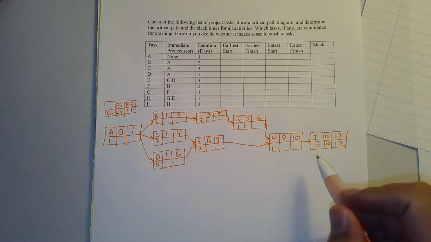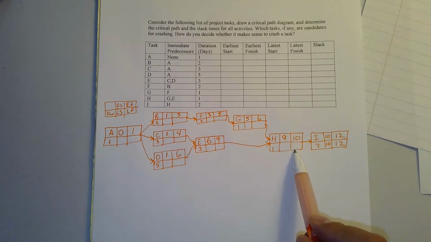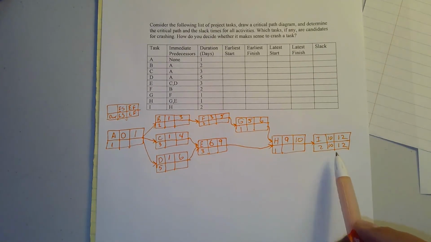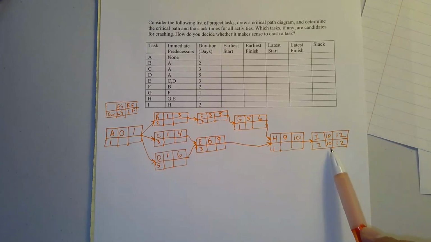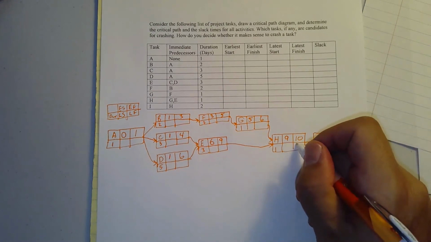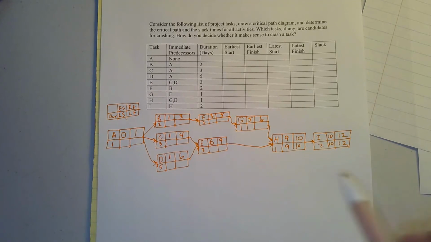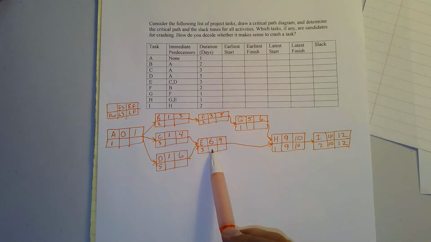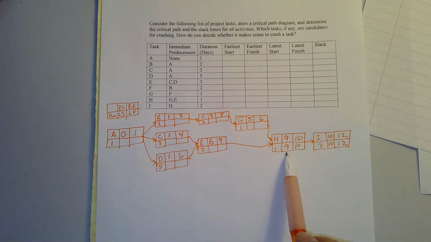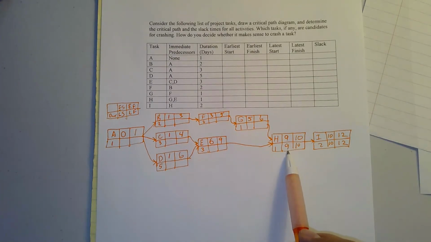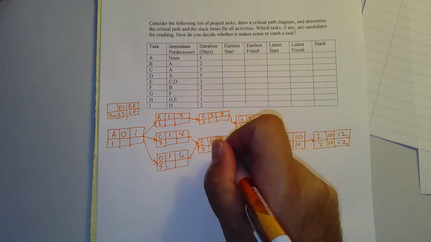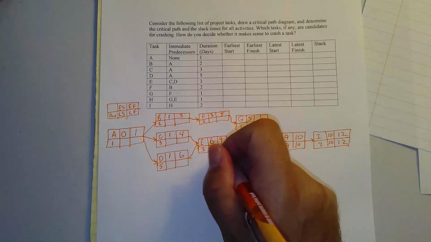I come to H, and I say, what is the latest H can finish without delaying the things behind it? To do that, you look at the late start of its successor tasks, and you're looking for the earliest late start. Now, there's only one, so it's easy. It's a 10. 10 minus 1 is 9, so I'm good there. Now, I come here to E. I ask, what is the latest that E can end without delaying H? Well, H has to start by time 9, so this better be a 9. Subtract 3 from 9, and I get 6.